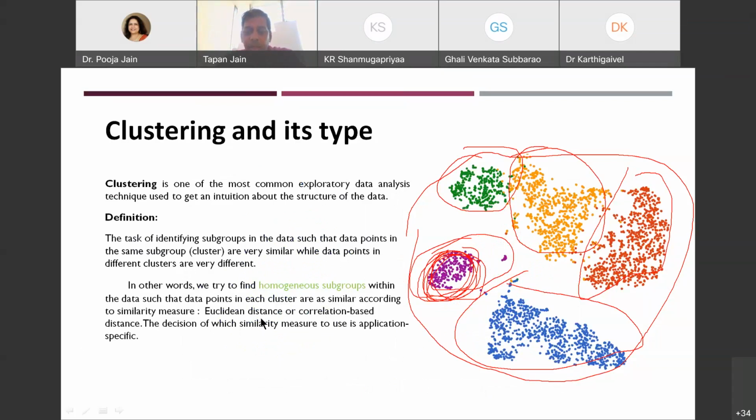And as I mentioned, this similarity may be an equilibrium distance, or may be correlation distance based. Based on this decision, we can discover the information and make our clusters accordingly.